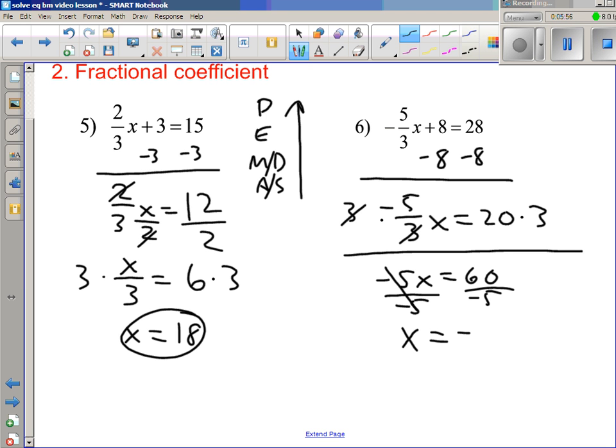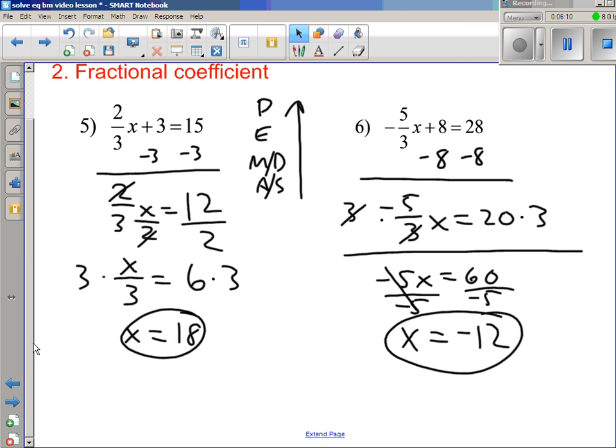a negative number. Let's see. 10 goes into 60 6 times, so 5 would go in twice as many. That's 12. All right, this ends the lesson for dealing with solving equations, the top part of the benchmark where it's not quite too complicated and we don't have distributive property.